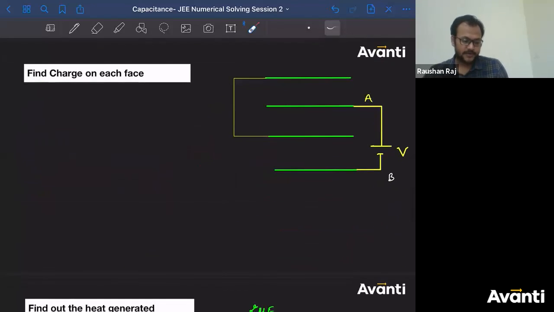Now solve this one and show me. Now quote the answer for this question. Come on guys, I'm telling you, if you're not going to practice it, if you are still waiting for me, it's a gone case. Forget it.